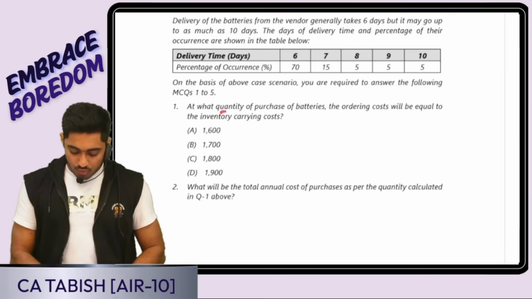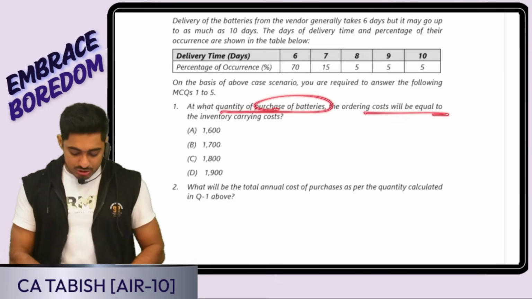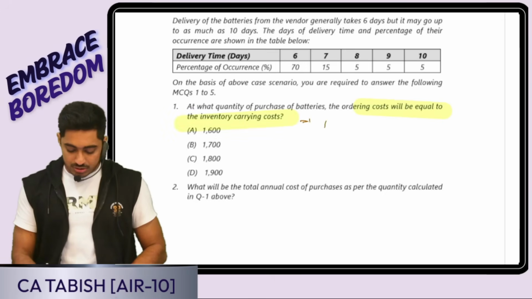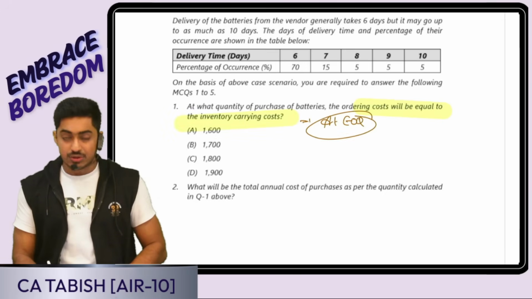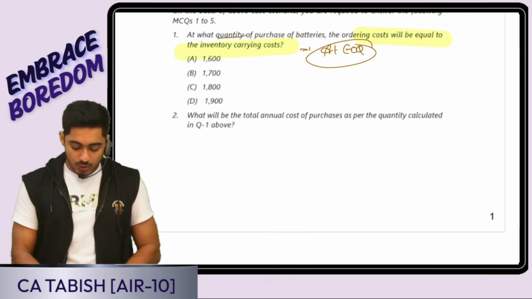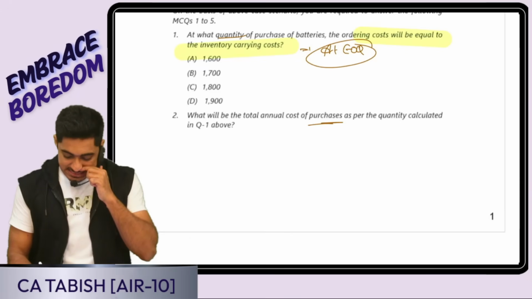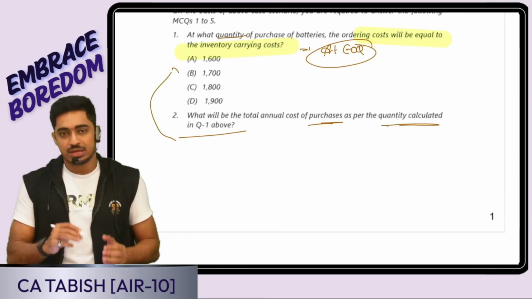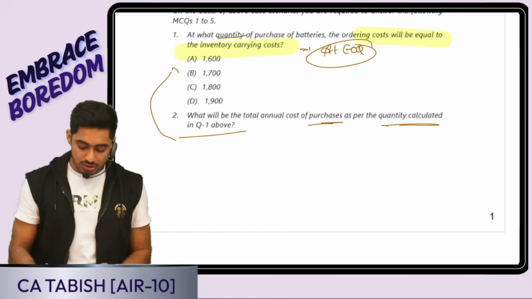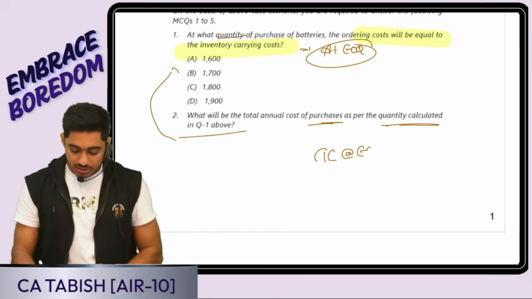At what quantity of purchase of batteries will the ordering cost be equal to the carrying cost? Tell me students, where will my ordering cost be equal to carrying cost? At EOQ. That means basically I'll have to calculate EOQ. Next, what will be the total cost of purchases as per the quantity calculated in Q1 above? That is basically I'll have to calculate the total cost, purchase cost, ordering cost, carrying cost, total cost at EOQ. Okay, fine, great, boss.